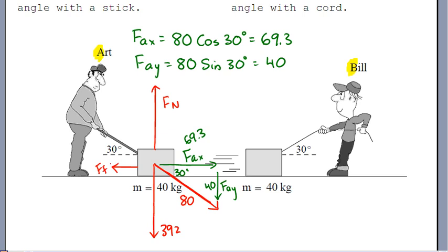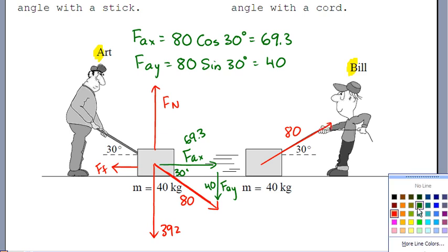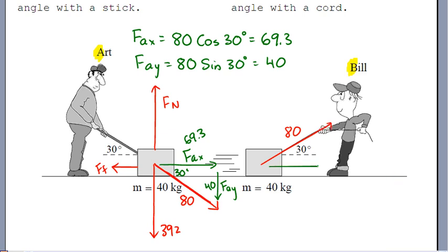So what's the deal with Bill? At first glance you might say, oh, this is going to be identical. This is a tie, right? Let's tear his story apart. He's got an 80 Newton force as well. He's applying it like this. He's also doing it at 30 degrees. And that's really convenient because we don't have to redo the math. That means that his FA in the x direction is also 69.3, and his FA in the y direction is also 40.